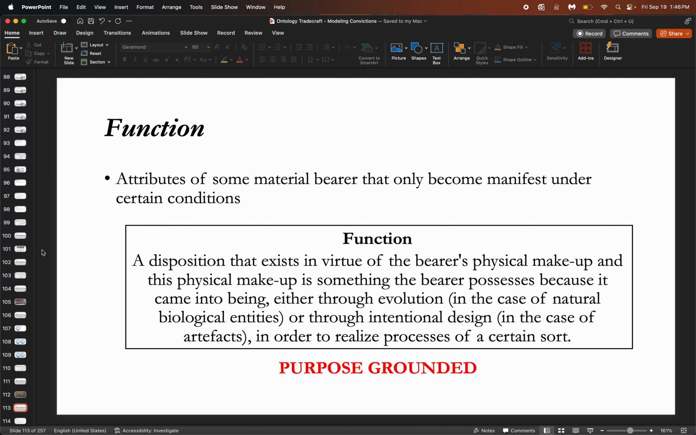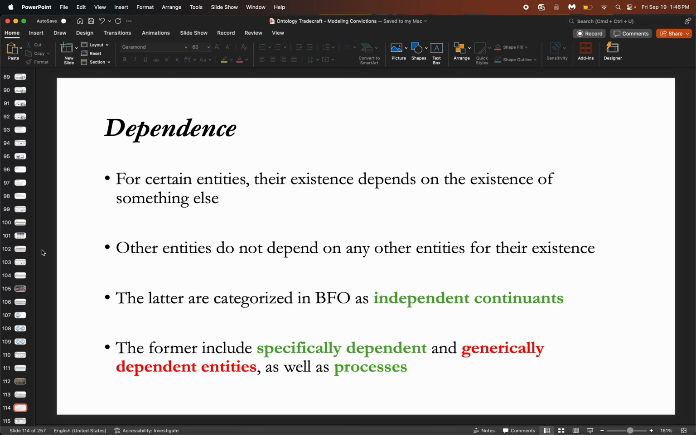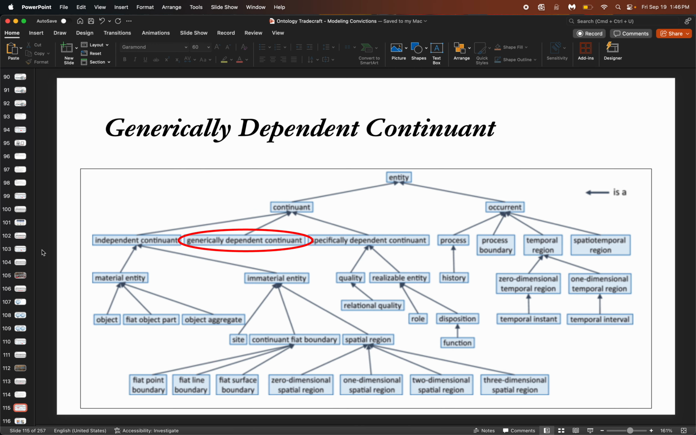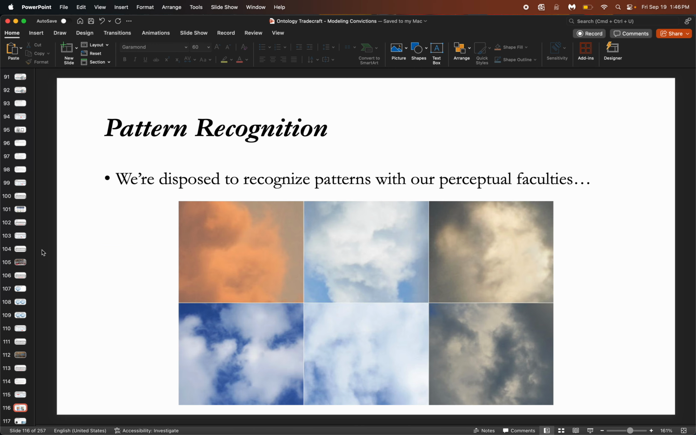That's their function. In this respect, we can say that functions are purpose-grounded rather than internal or external, although they are internally grounded because they are dispositions. Now, I've spent this time so far talking about specifically dependent entities, dependence on independent continuants, but there's also generically dependent entities. They are contrasted with specifically dependent entities in that they can be borne by many different bearers. They fall right here under the class of continuant, and they're meant to really capture the patterns that we see out in the world.